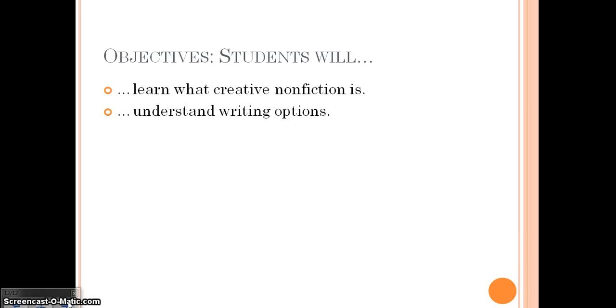All right, recapping our objectives. Students will learn what creative nonfiction is. So if you feel like you have a really great understanding of what it is, that is excellent. If you feel like you're a little muddy on it yet, maybe review this lesson again or do some of your own research. Students will understand writing options. Again, if you feel like it's a little bit muddy, you can go back and reference the resources, the bundle, or review this lesson. So with that, we'll conclude lesson 1. And like I said before, I really look forward to seeing what you guys come up with.